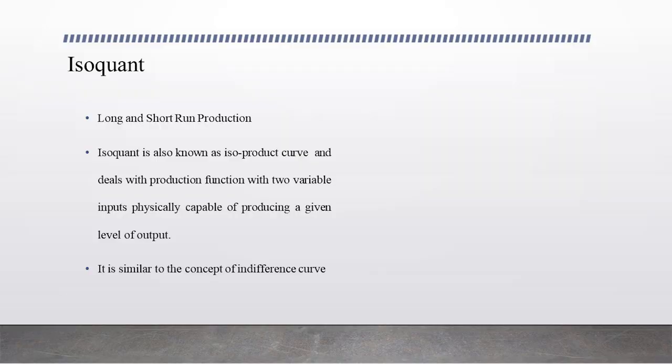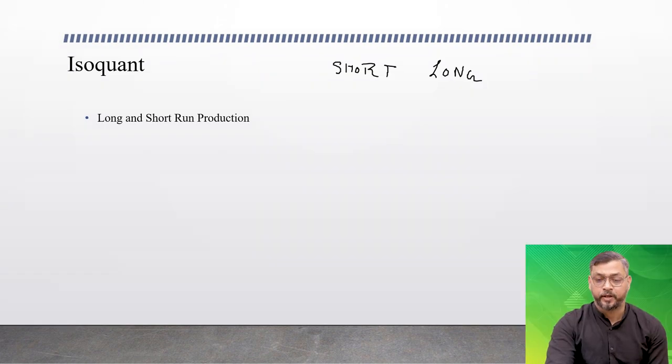Let's begin the lecture. Before understanding the concept of isoquants, let's discuss the scenarios of short-run and long-run production. See, when it comes to production, there are two cases, either short-run or long-run. Short run is the time period where the producer is able to vary one single factor of production, and long run is the time period where all the factors of production are variable.